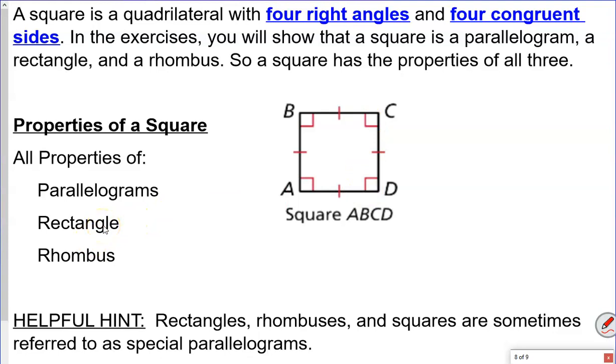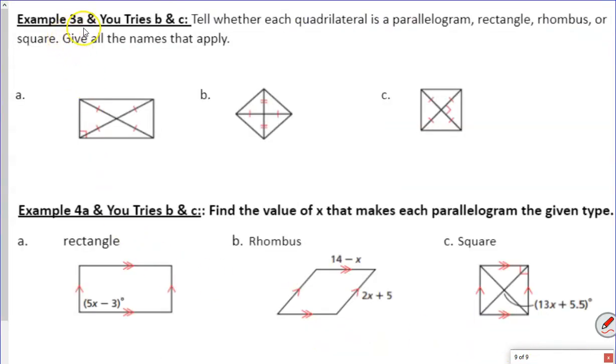What were the properties of a rectangle? They had 4 right angles, and we have 4 right angles here. And the diagonals were congruent, okay? A rhombus had 4 congruent sides, and the diagonals bisect the angles. Those were the unique properties of a rhombus. Rectangles, rhombuses, and squares are sometimes referred to as special parallelograms. So for example 3a, you guys are going to do B and C as the you tries.